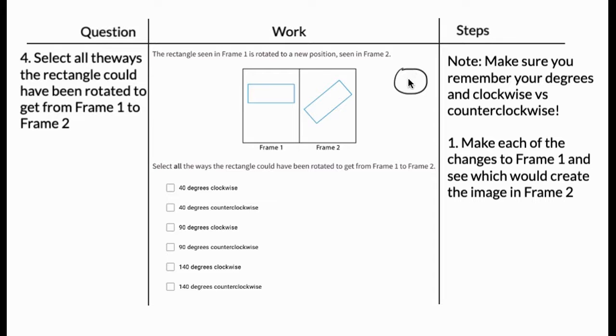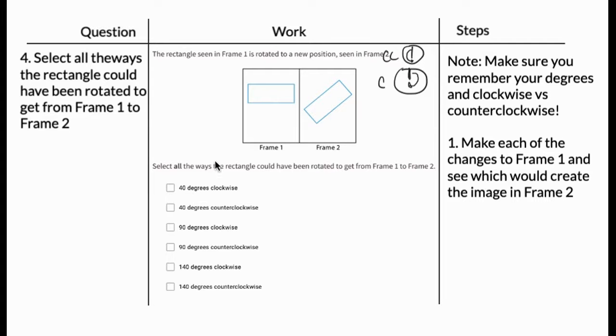So if we're looking at a clock and the minute hand here, clockwise, because it goes around a clock this way, is rotating like that, whereas counterclockwise, it would be going the opposite of that. So it would be rotating that direction here. So clockwise, counterclockwise. Now let's make each of these changes to frame 1.